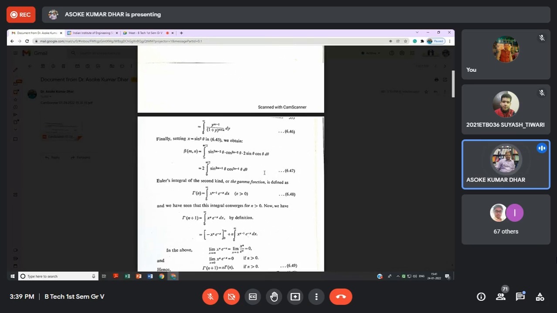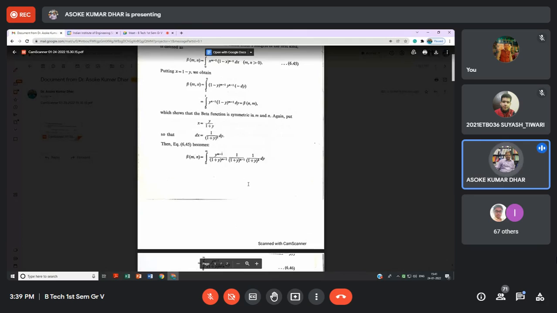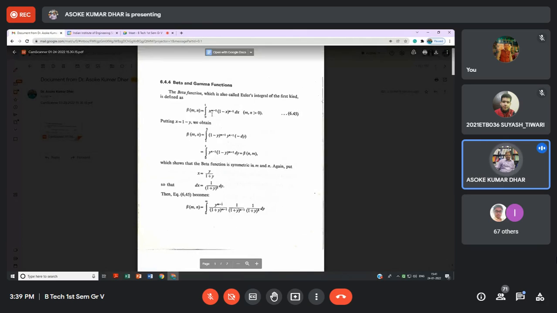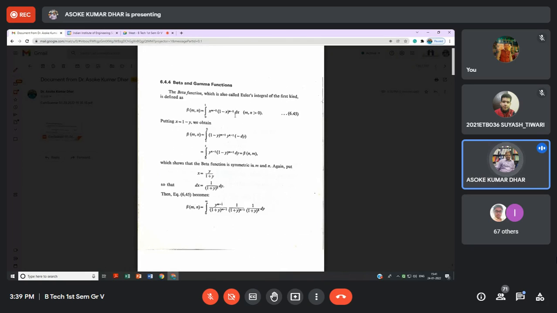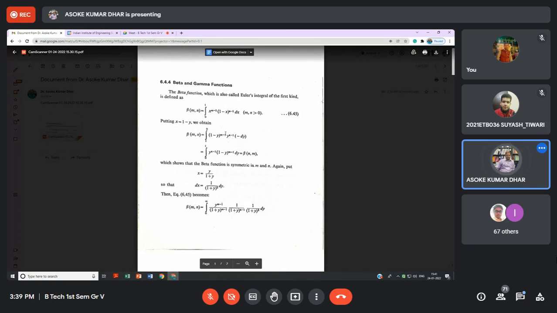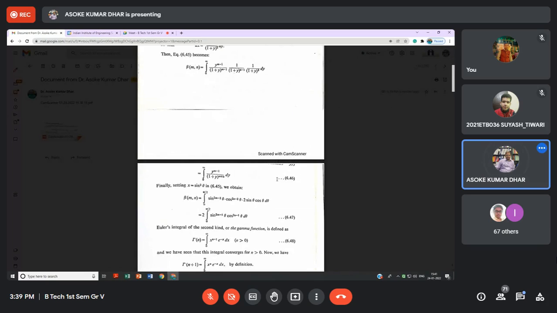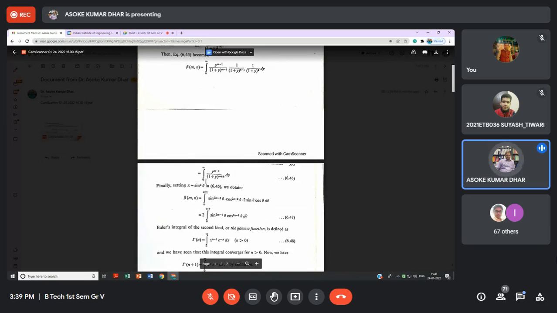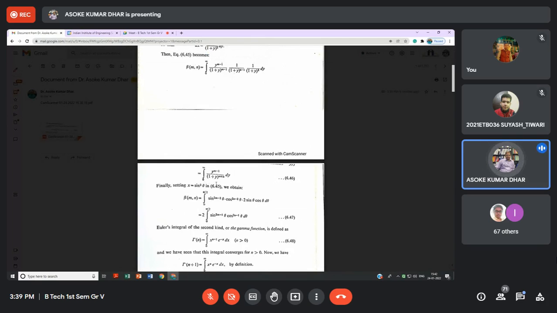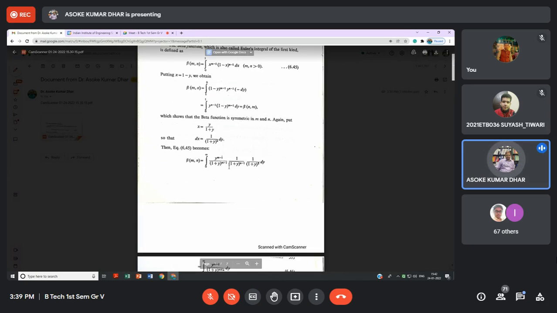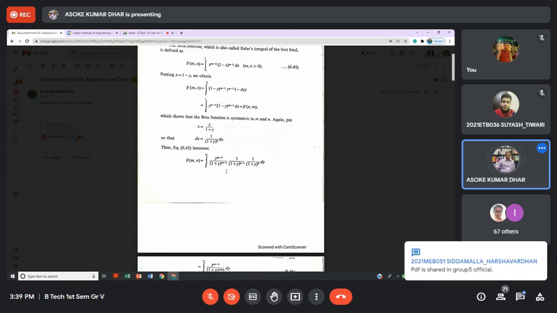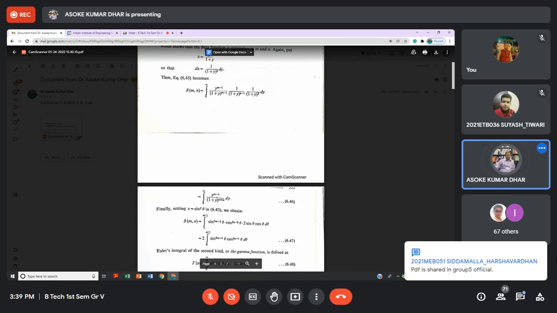So for beta mn, we see that there are three forms. The first form is the integral from 0 to 1 of x to the power m minus 1, 1 minus x to the power n minus 1. This is by definition. Then if you put x equal to y by 1 plus y, you get the second form, 6.46: the integral from 0 to infinity of y to the m minus 1 over 1 plus y to the m plus n, dy. But in this case, the important point is that the type changes from type 2 to type 1.